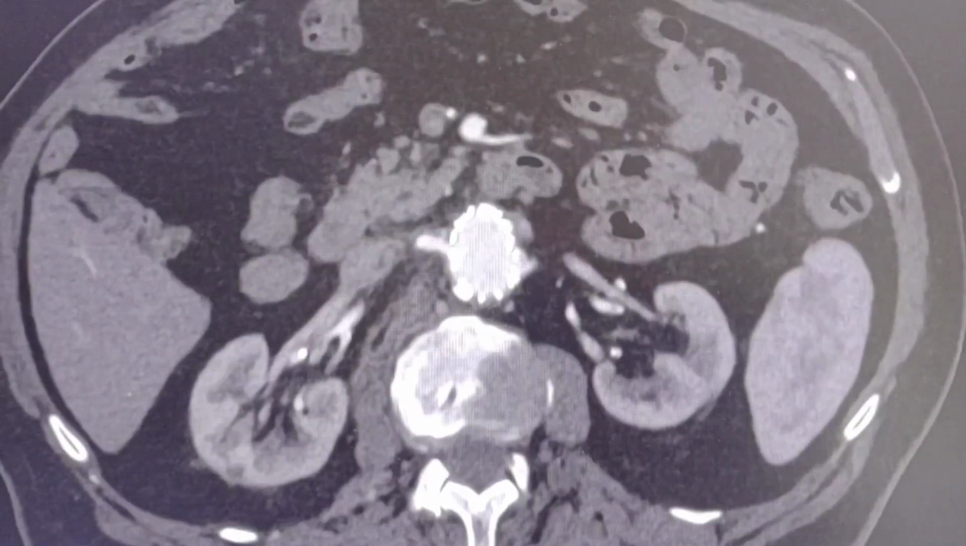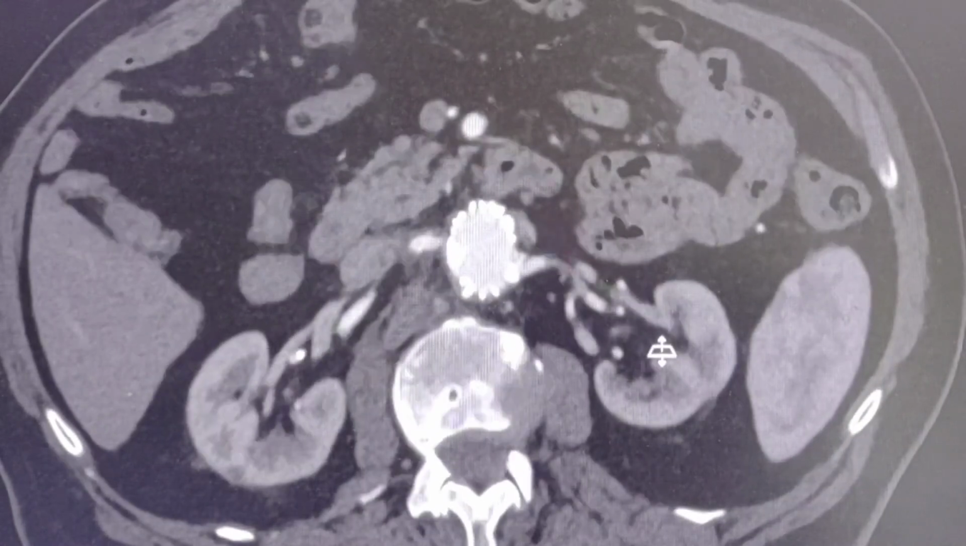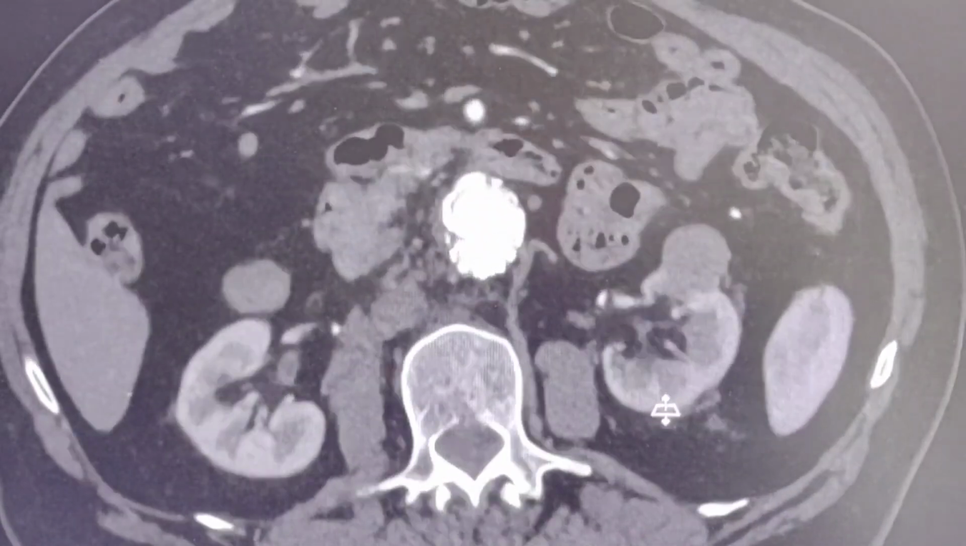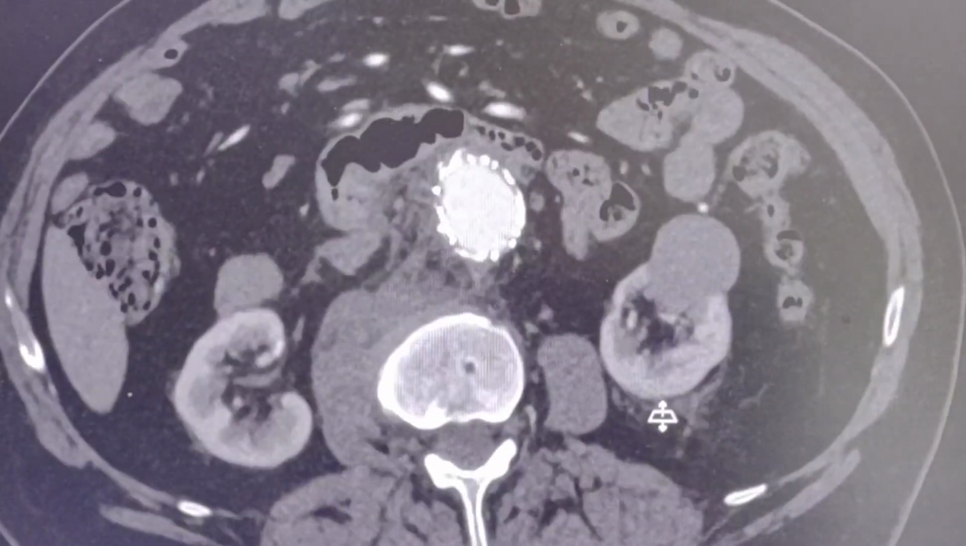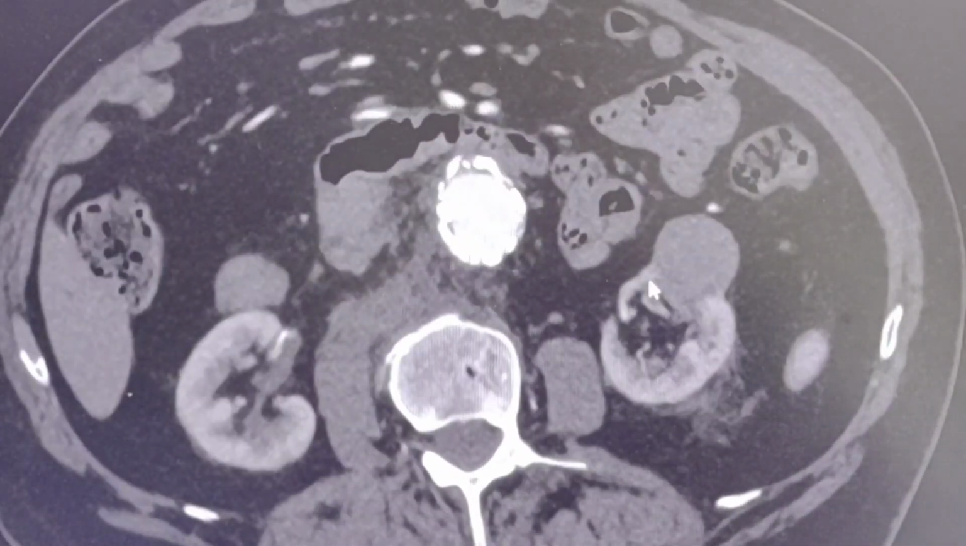Hello dear friends, this is a case of an 80-year-old male patient with a known history of abdominal aortic aneurysm, which was repaired 2 years ago and now presents with severe abdominal pain and right lower quadrant tenderness. CT aortogram was performed to rule out any possible leak or rupture.